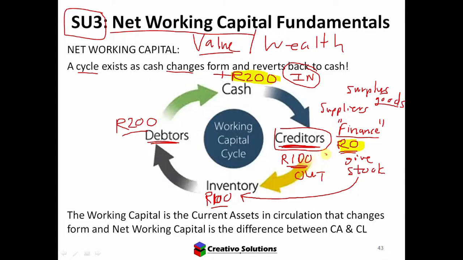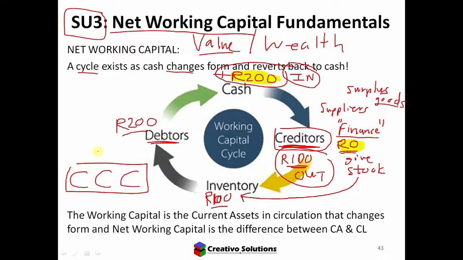Okay, so what are we looking at? There's the amount going out, there's the amount coming in. The difference is the net working capital, right? And this business is now generating cash. That's why we have a cash conversion cycle.